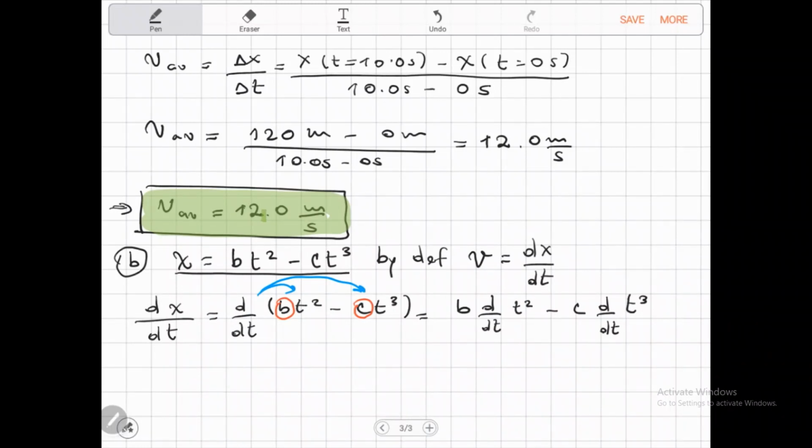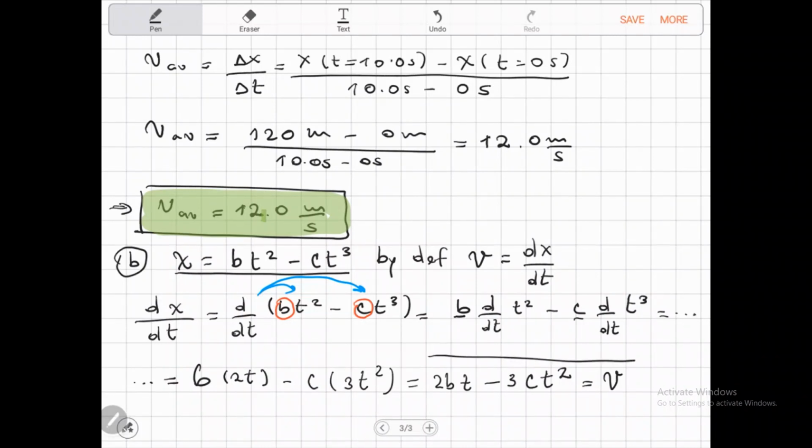Alright, so because these terms are constants, right? So this is gonna be equal to b. Okay, what is the derivative of t squared? Is 2t, right? Minus c. What is the derivative of t cubed? Is 3t squared. And we rewrite this equation like 2bt minus 3ct squared. So this is the velocity as a function of the time.